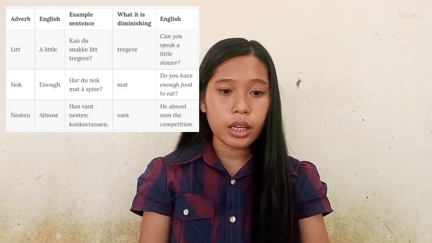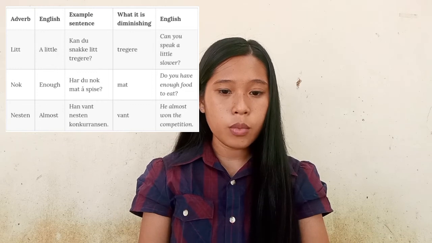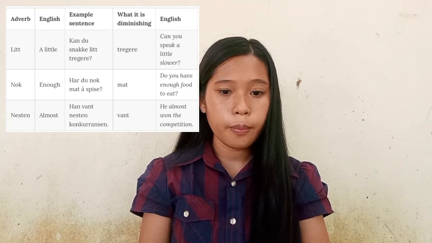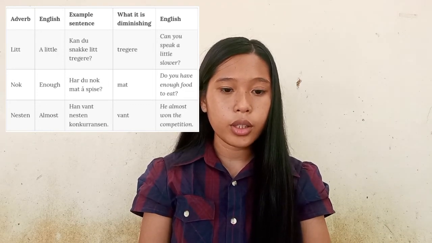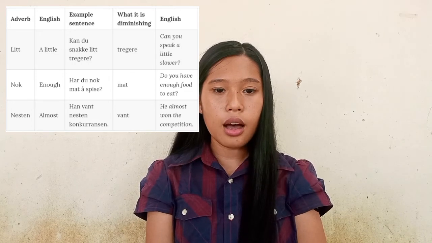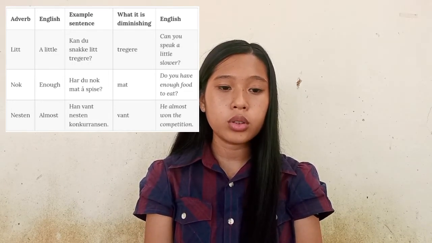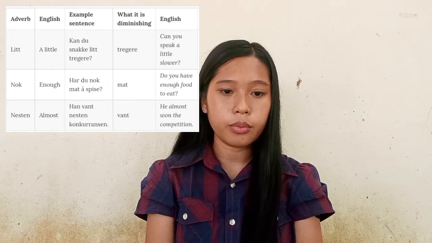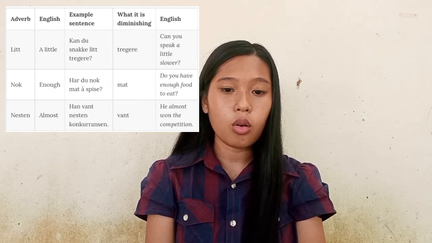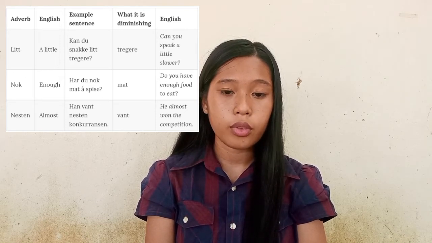For example, in the sentence, Kan du snakke litt høyere? That means, can you speak a little louder? The adverb litt, or little, diminishes the høyere, that means louder in English. Han vant nesten konkurransen. That means he almost won the competition. The adverb nesten, or almost, diminishes vant, or won.